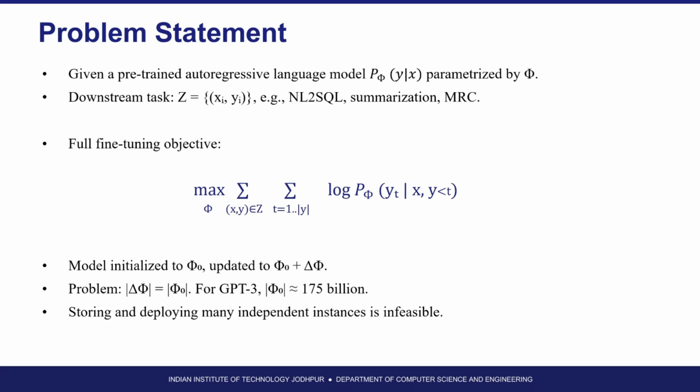So what is the problem statement of the LoRA paper? Now the model is initialized to pre-trained weights Phi 0 and updated to Phi 0 plus Del Phi. The core problem is that the number of parameters in the pre-trained model and the updated model are the same. Storing and deploying many independent instances of such a large model is simply infeasible. We need a way to represent Del Phi much more compactly, and that's exactly what LoRA provides.